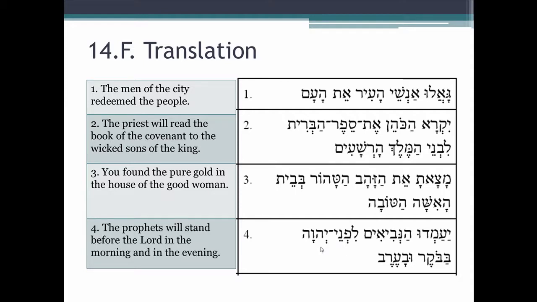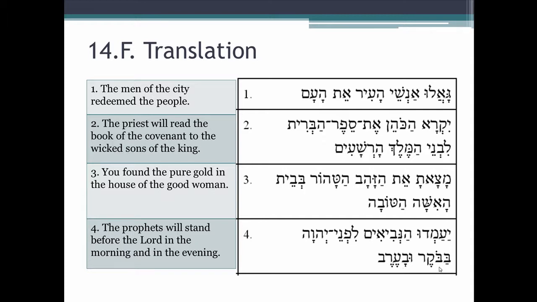Let's just turn on the rest of our translation. In the morning, baboker, here's the definite article, baboker, in the morning. The u right here is our conjunction vav, and ba'erev, in the evening. Notice the qamets underneath the bet here of the preposition. It's not a patach like you'd normally expect with a definite article. It's a qamets because it lengthens before a guttural.